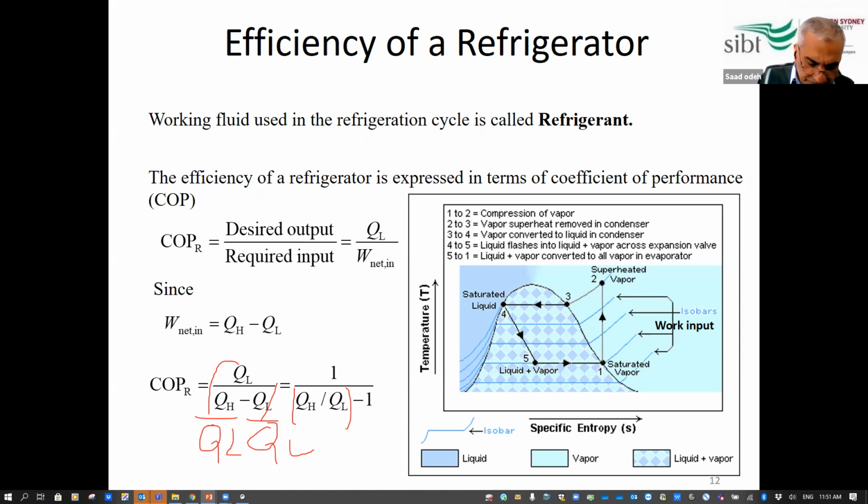All right, so I can remove this part. This will be 1. And the other one, QH by QL, will be in brackets. So it will be 1 divided by QH by QL minus 1. Okay, Melvin? Yep.